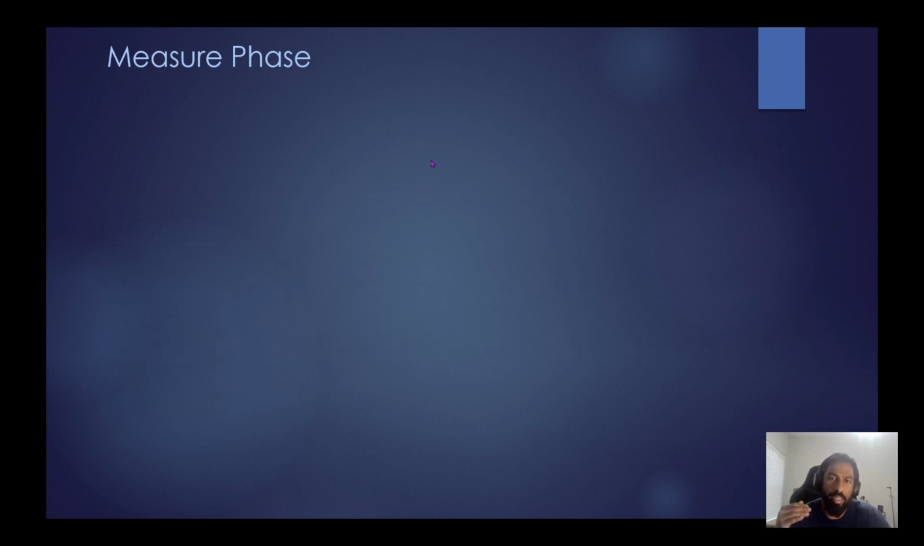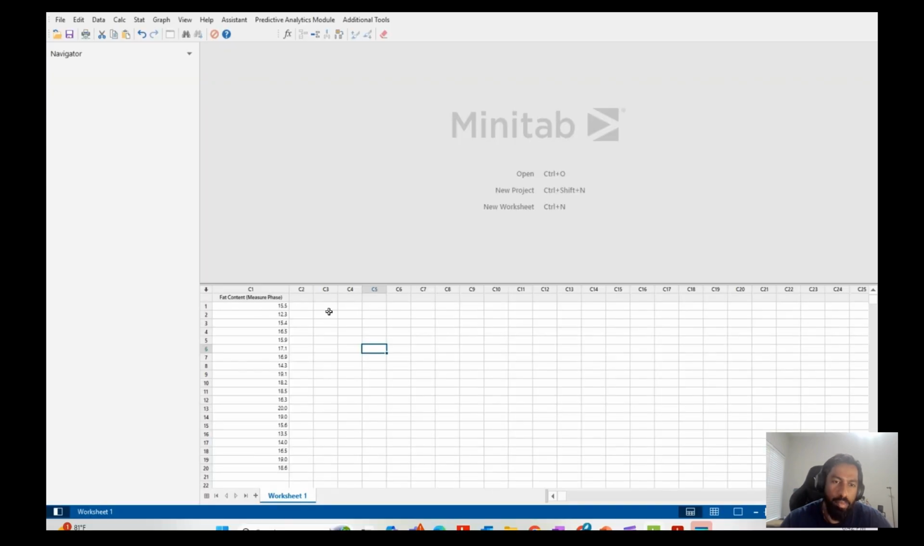So our next phase in the DMAIC approach is going to be the measure phase, where you collect reliable data in order to understand the current state of the problem. For the measure phase, what we need to do for this current problem is select 20 burgers randomly from the restaurant and measure their fat content. Let's say we did the measurement and here are the results we got. I've already populated in the Minitab C1 column the fat content for the 20 burgers that were measured randomly.